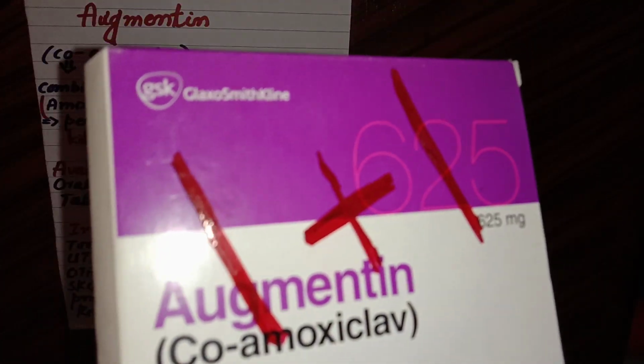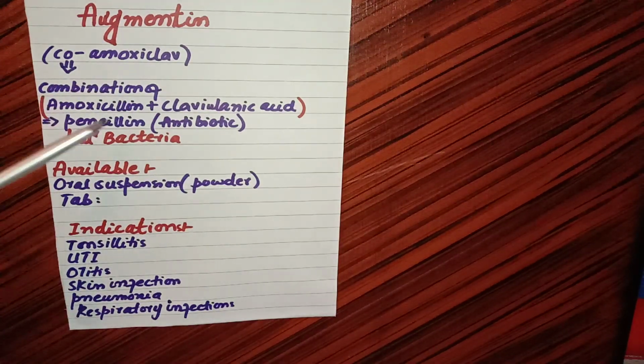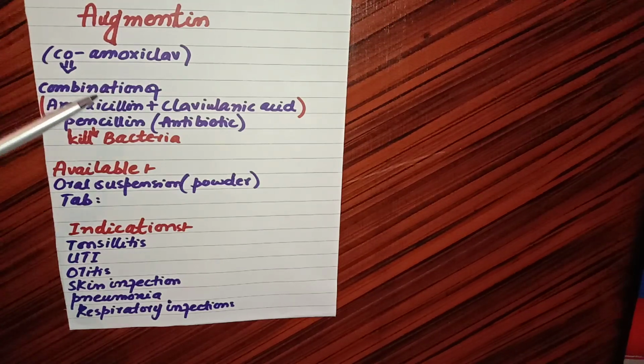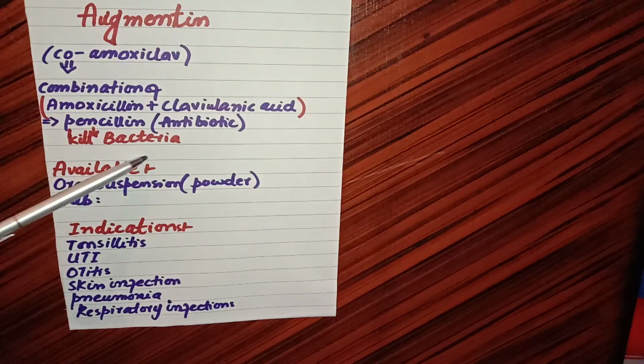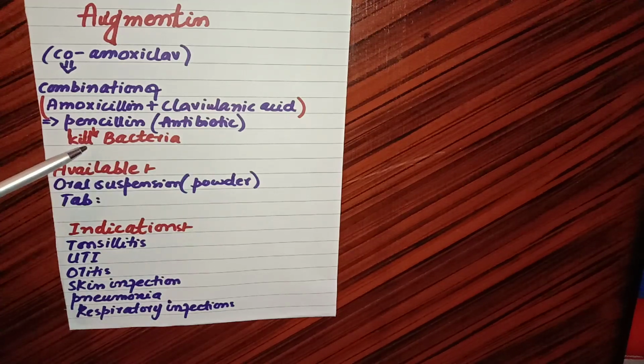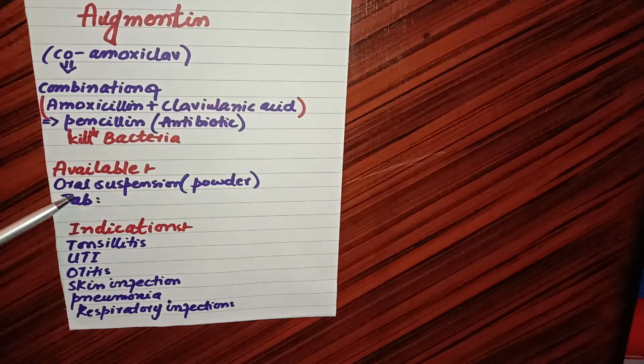So this is Augmentin, and it is the combination of co-amoxiclav. Here CO stands for the combination, and amoxiclav means it is the combination of amoxicillin and clavulanic acid. It belongs to the penicillin antibiotics, which kill different kinds of bacteria, and it is available in powder form for oral suspension and in tablet form as well.